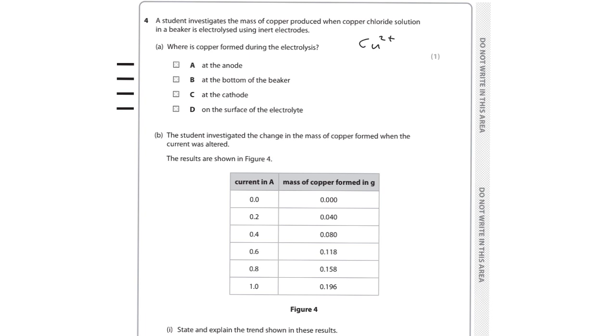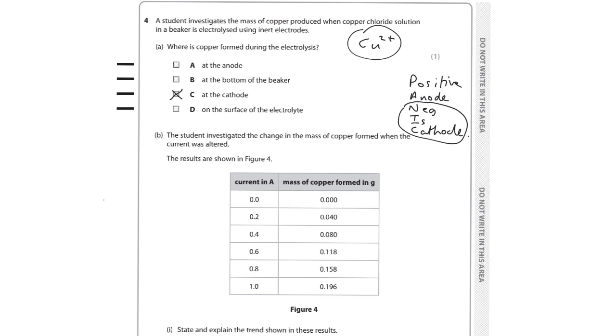Now, you then need to know the charge on the electrodes, which is PANIC, P-A-N-I-C: positive, anode. So the positive electrode is the anode. The negative electrode is the cathode. So the copper 2+ ion is going to go to the negative electrode because opposites attract. So it's going to go to the cathode. So the answer is C, at the cathode.